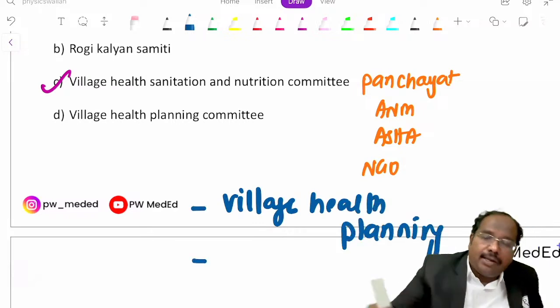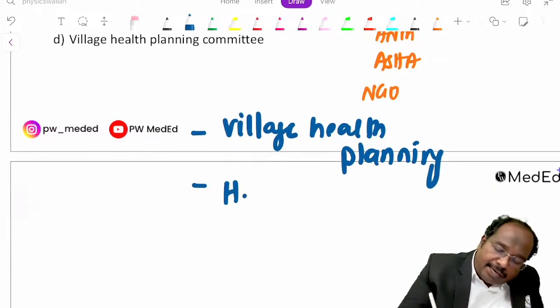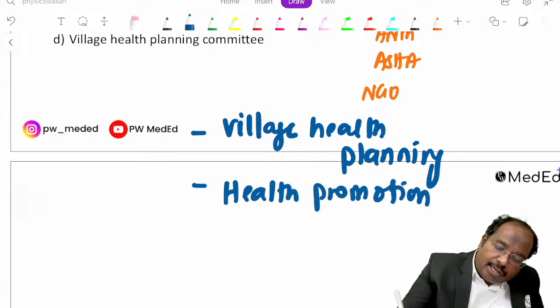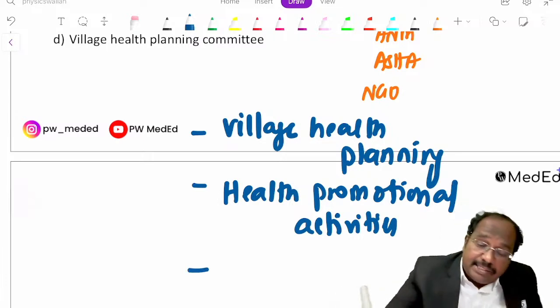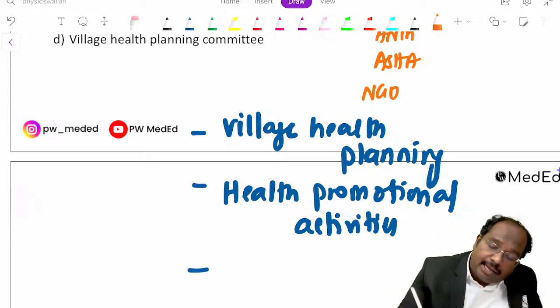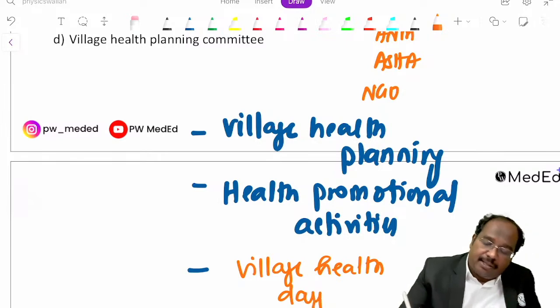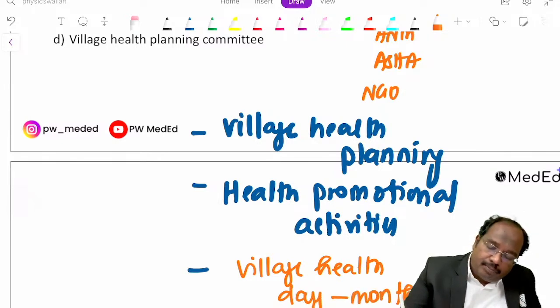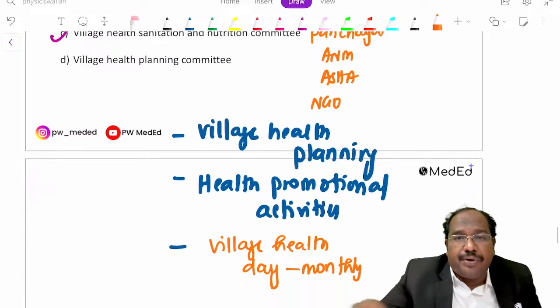Village health planning means utilization of resources. They will concentrate on health promotional activities, such as construction of household toilets. And this committee will celebrate Village Health Day every month in the Anganwadi, monthly. This is part of the Village Health Sanitation and Nutrition Committee, guys.